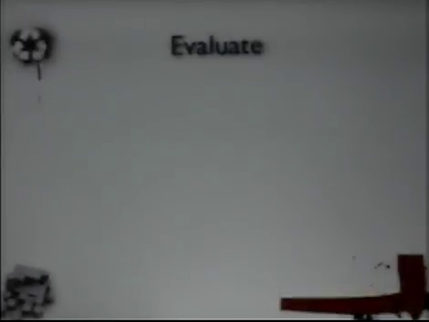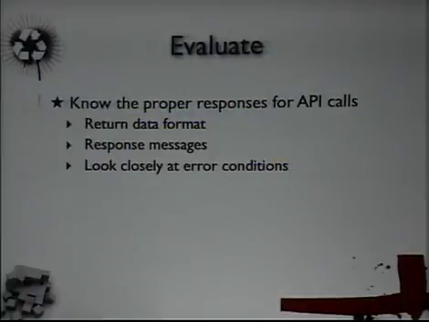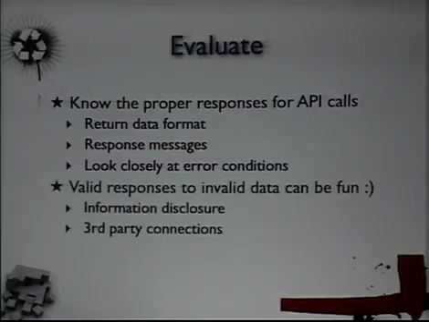So now we're up to the evaluate portion. So we've gone through and thought about how to violate these APIs. So what is it expected to return to you? Does it give you an error? What does the error say? What is the return data format? What are the response messages? What do they look like? Look closely at error conditions.